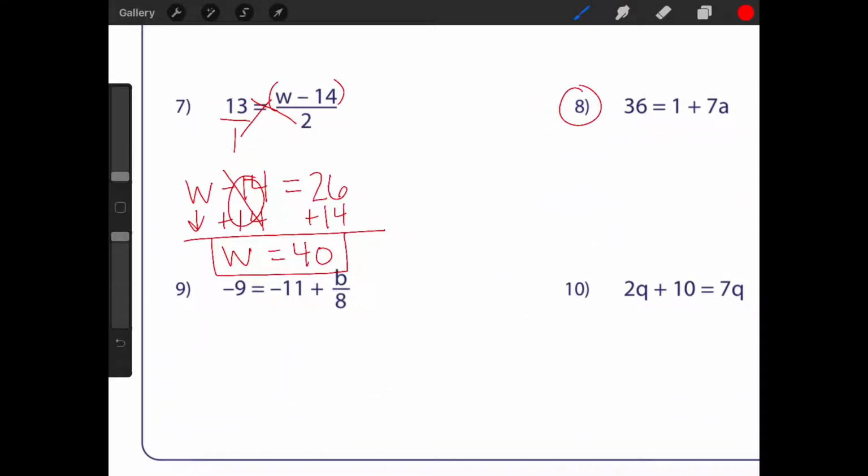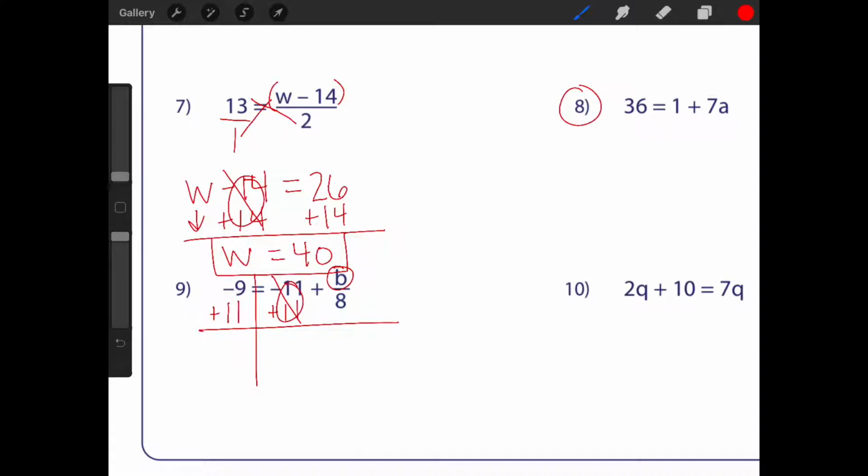All right, number 9. I see that b is wrapped up in a fraction, but I have to get rid of the negative 11 first. So I'm going to do the opposite. The opposite of negative 11 is positive 11, or add 11. I'm always trying to zero that out. So I'm going to move that to the other side.